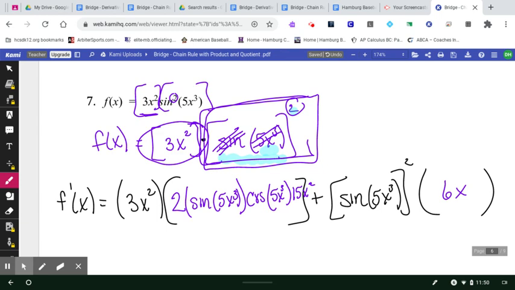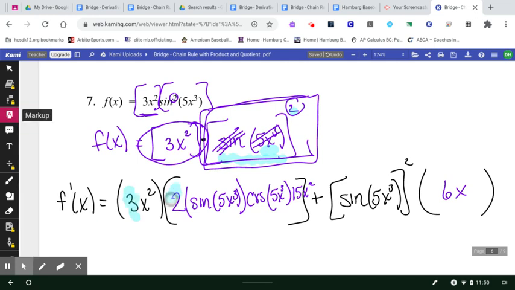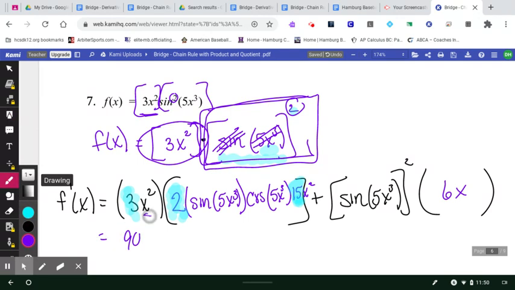It's just the cleanup now. So I'm going to see what I can multiply together. So this 3, this 2, and this 15x squared can go together. What's easier? 2 times 15 is 30. And again, order doesn't matter. Do what's easier. To me, 2 times 15 is 30, times 3 is 90. So I'm going to say that's 90. X squared and x squared make x to the 4th. Then I have the sine of 5x cubed and the cosine of 5x cubed.